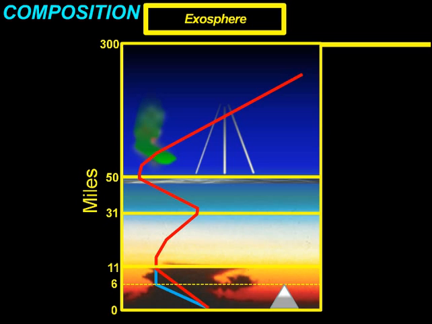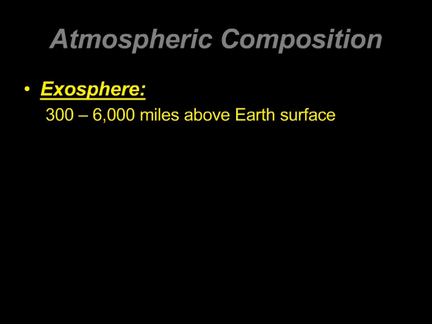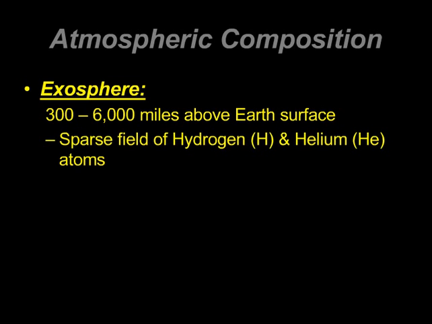But that's big, huge, roughly. We'll talk about that on the following slide. The exosphere is 300 to 6,000 miles above Earth's surface. And so once again, it's a very large transition from the top of our atmosphere to outer space. And so the exosphere, the closer you get to that 300 miles, you're going to find a sparse field of hydrogen and helium atoms.